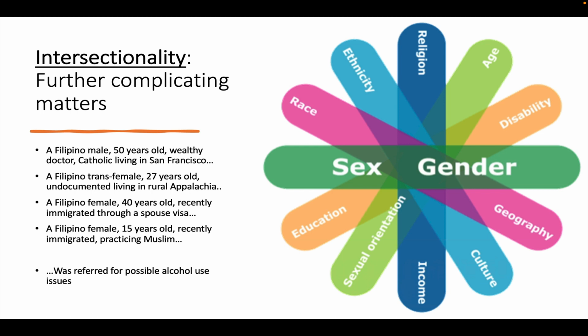For example, an undocumented individual may be worried about what information they reveal to you and it getting them sent back to their national origin. Or somebody who's Muslim may feel that addiction is related to a spiritual malady rather than a disease. So if all of these individuals were referred to you for possible alcohol use disorder, think about which one would be the most difficult to work with, which one you have the least amount of knowledge in, or which one may have certain intricacies that you have to work with in that population.